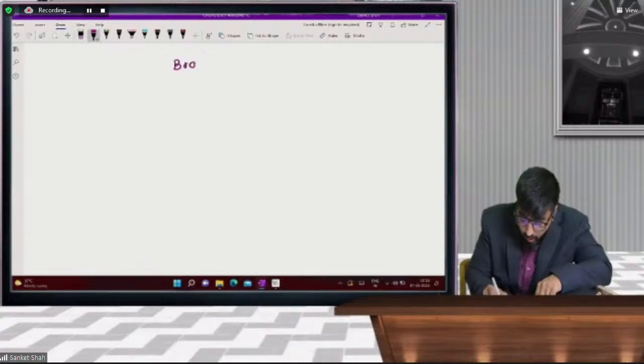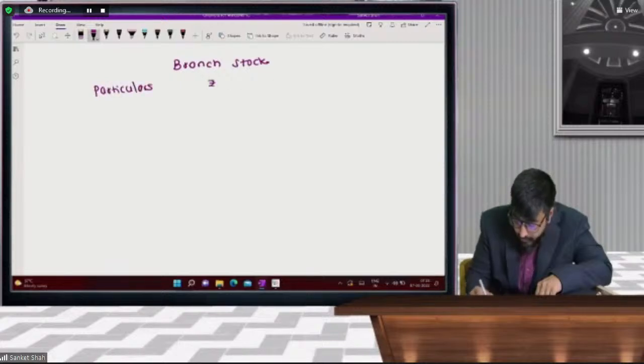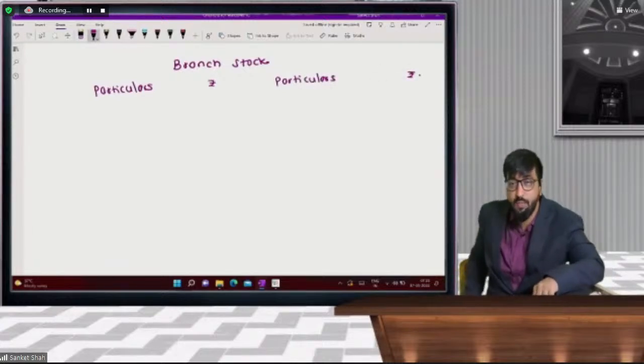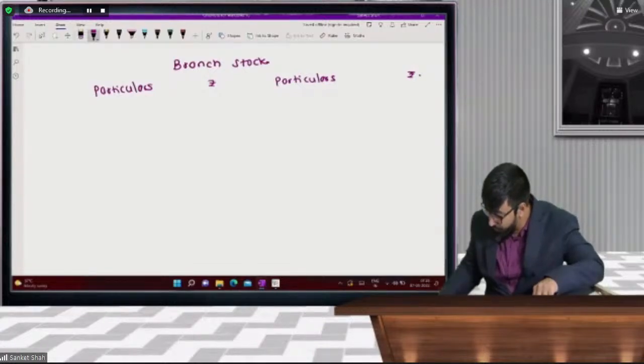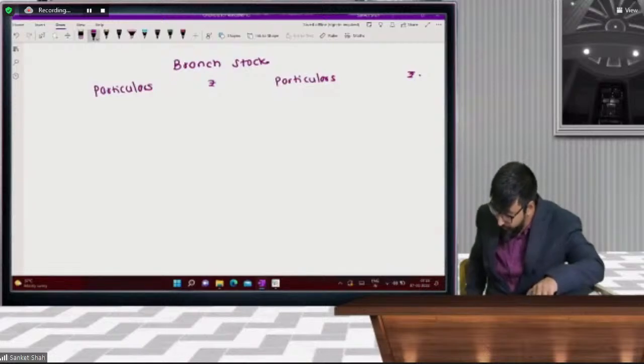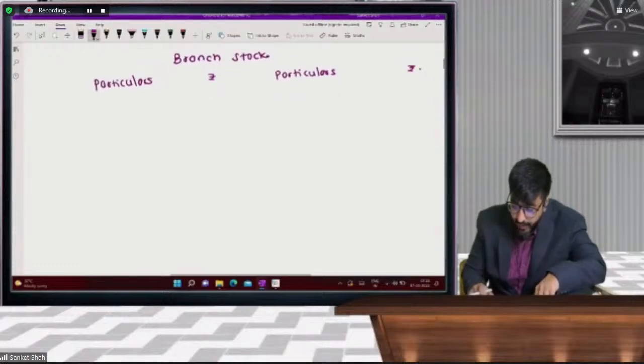Write down branch stock account. Particulars, rupees. Only the first time write particulars, rupees on that page. Don't write it for every page. Okay. 7 to 8 lines for branch stock.